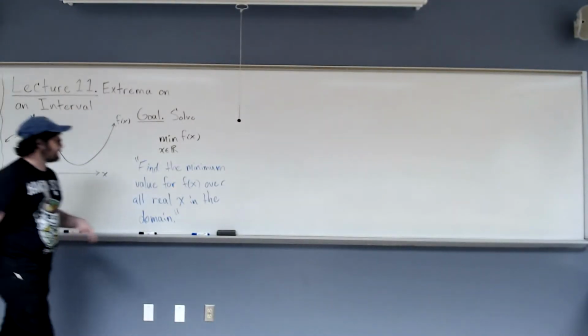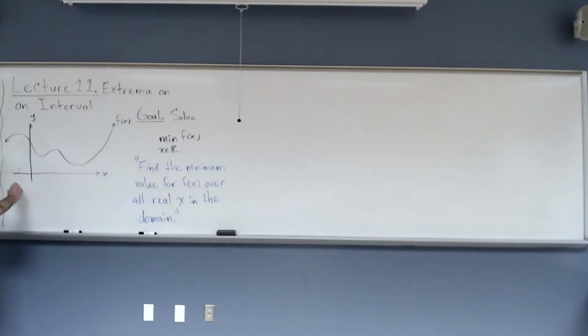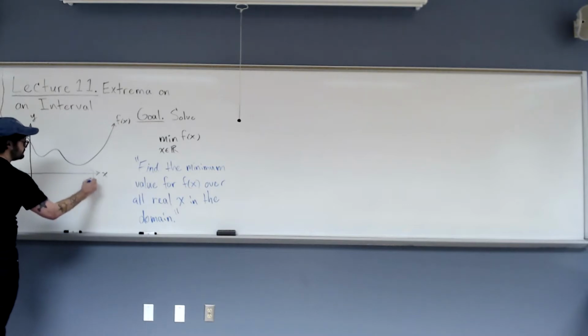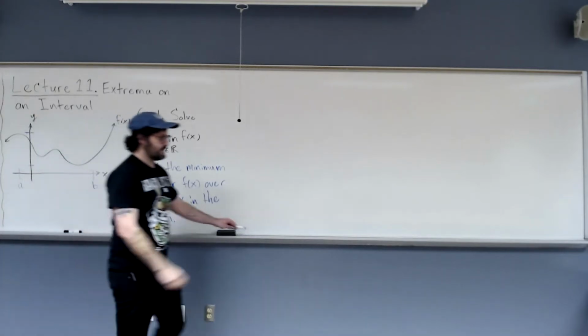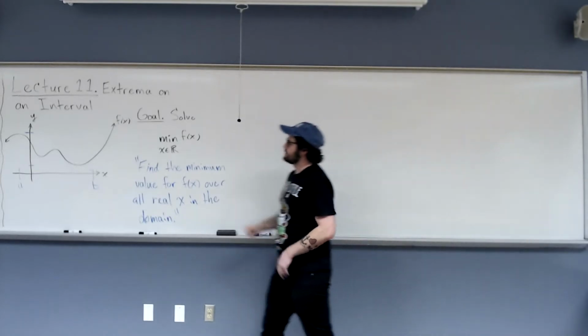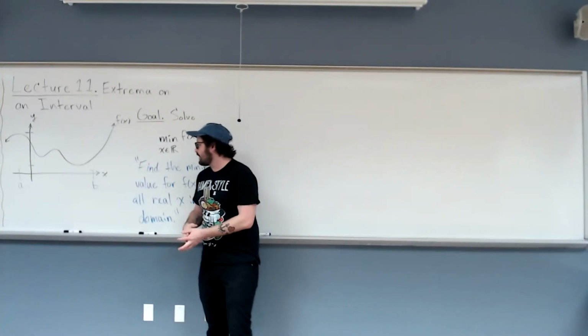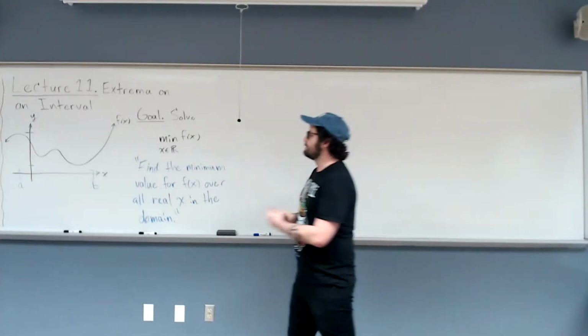So here, maybe I could say A, B. Now this becomes possible to solve, right? So for example, it looks like the maximum value of the function occurs right there, and the minimum occurs right there. Right? So if we're seeking to solve this problem fully on an interval, we can do it if it's continuous.